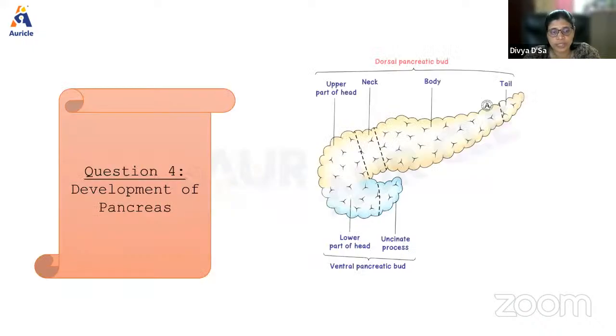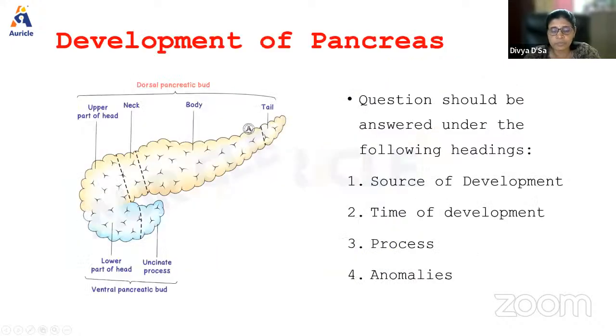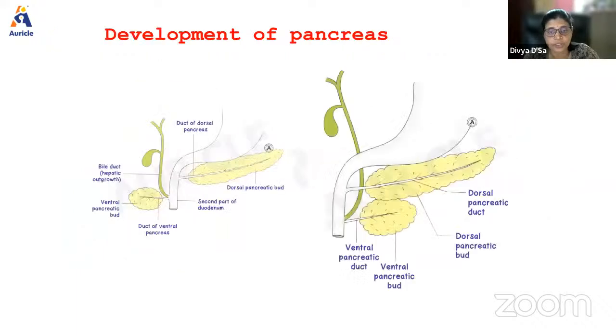Then coming to the last question, that is development of the pancreas. The pancreas, as we know, has the uncinate process, the head, the neck, the body, and the tail. These parts are derived from two different sources. In the foregut part, where the first and upper portion of the duodenum is developing, and the second part of the duodenum is developing, in that region there will be two buds formed. One is the ventral bud, another one is the dorsal bud.